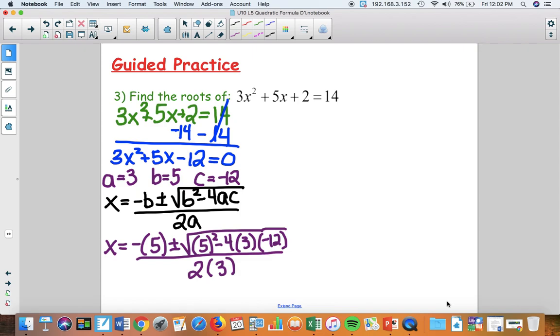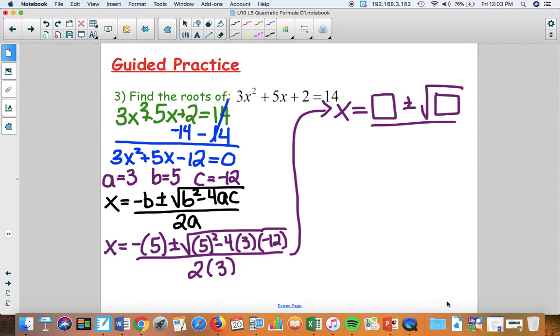Next thing we want to do, I'll bring this up here, is we want to get 3 different numbers. So we want x equals, we want a number here, we want the plus or minus, we want the number under the radical, and we want the number in the denominator. You don't have to always put boxes there, obviously. If you like it, you can continue doing that. So in the first box, we have a -5, so this is just a -5.